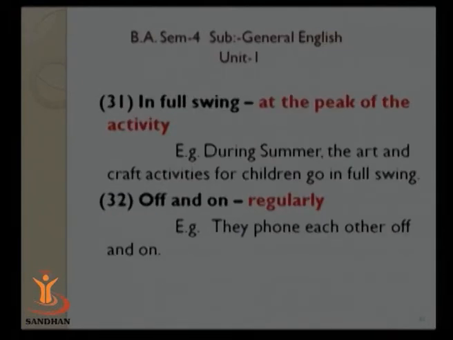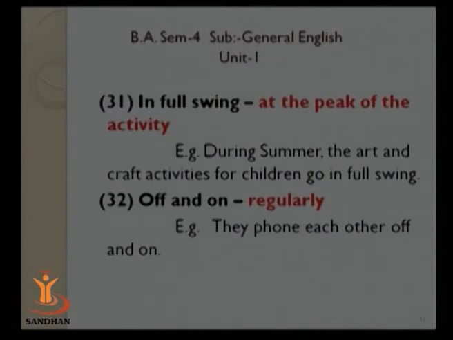Number 31. In full swing means at the peak of the activity. For instance, during summer, the art and craft activities for children go in full swing.